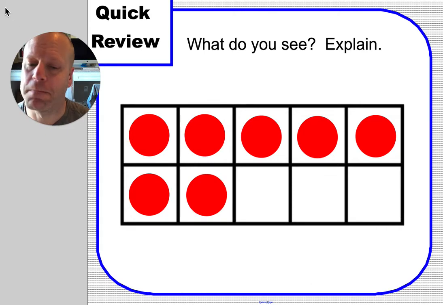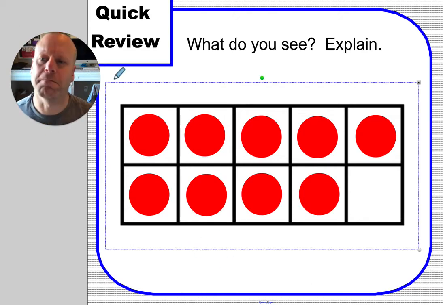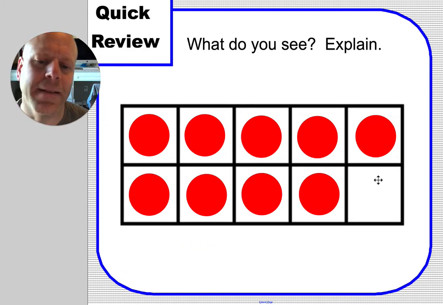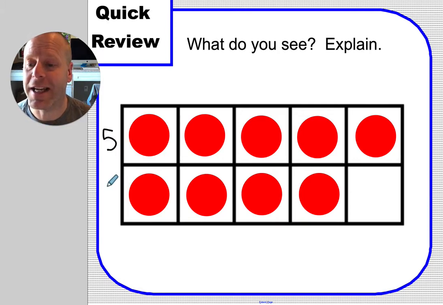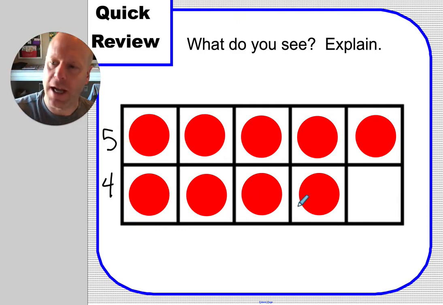Next one. What do you see on this one? Definitely the 5 plus 4 more. I could definitely see kids talking about 5 and 4, and then counting those on, 6, 7, 8, 9, right?